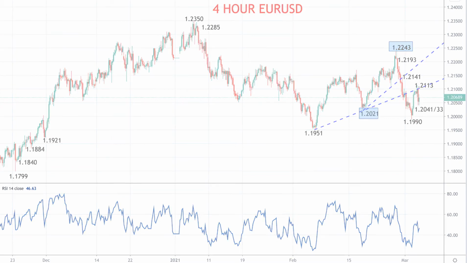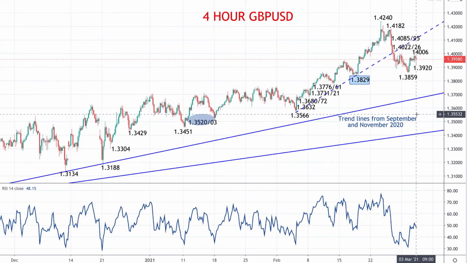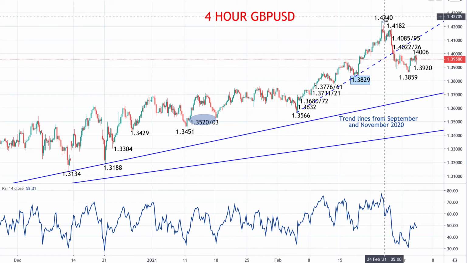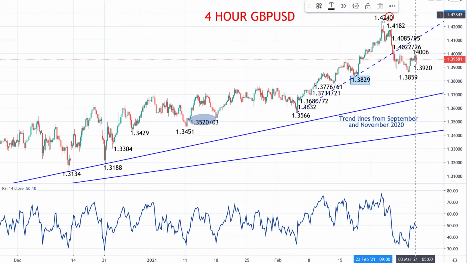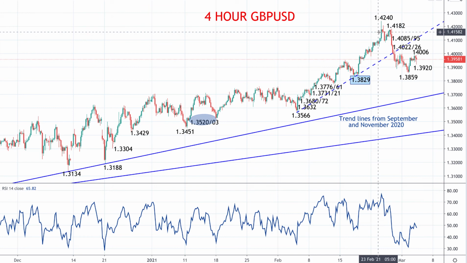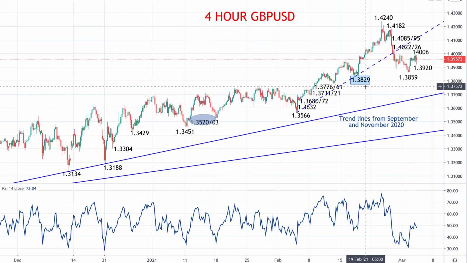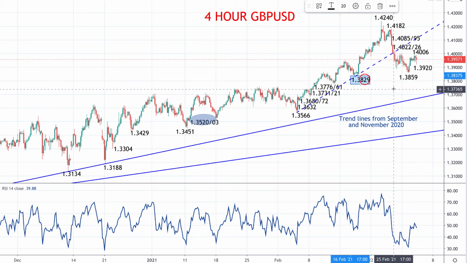Let's move on now and take a look at the pound versus the US dollar, cable. And cable being really a super strong currency throughout February, taking us up to multi-year highs here at 142.40. But we had a significant setback from there into latter February.